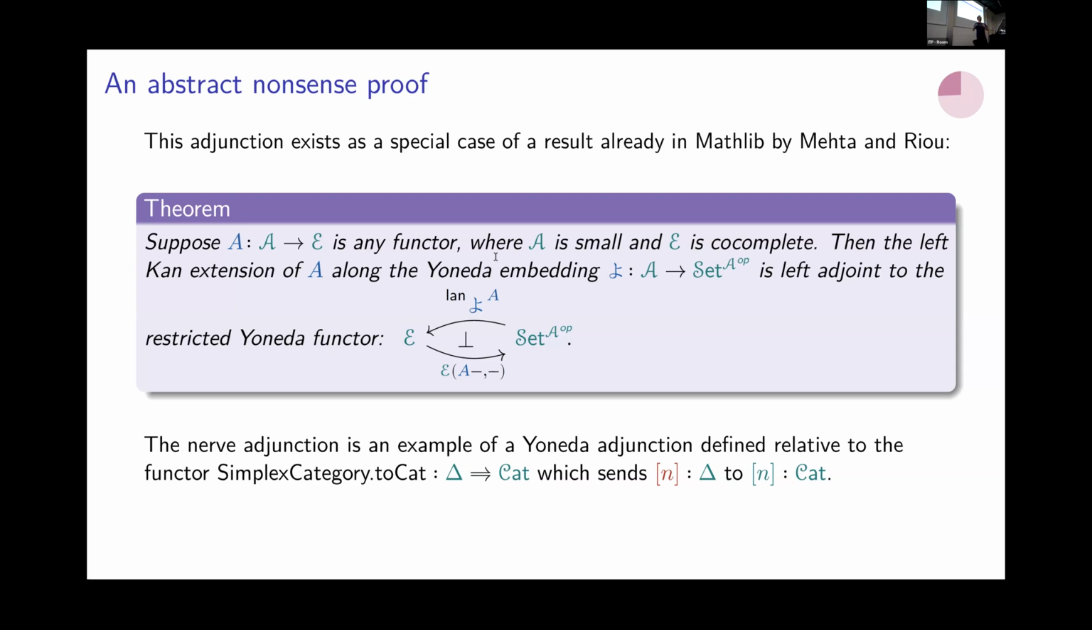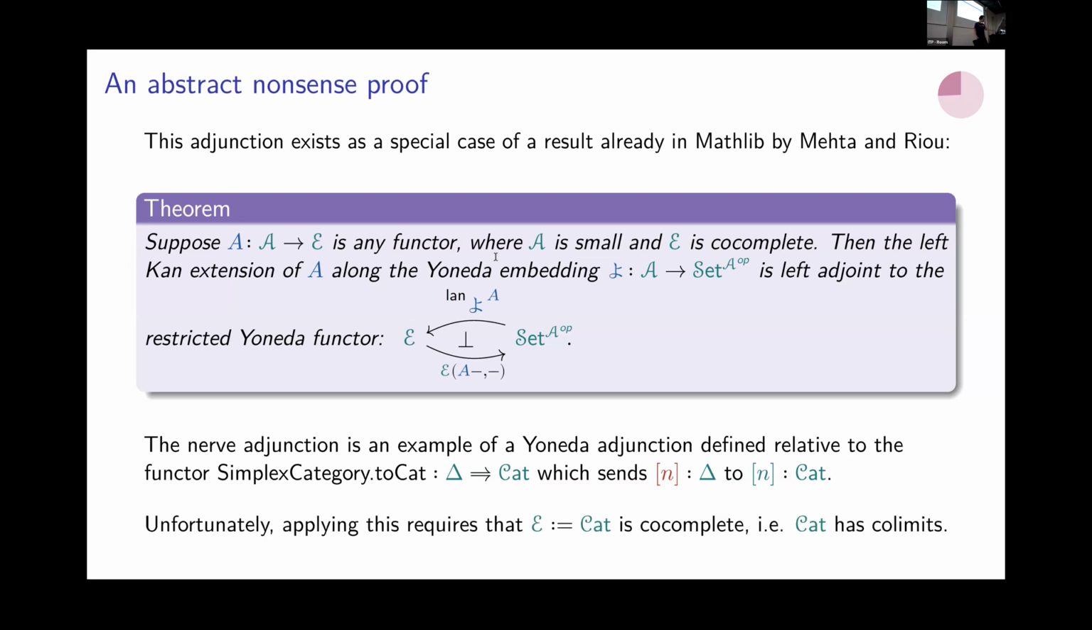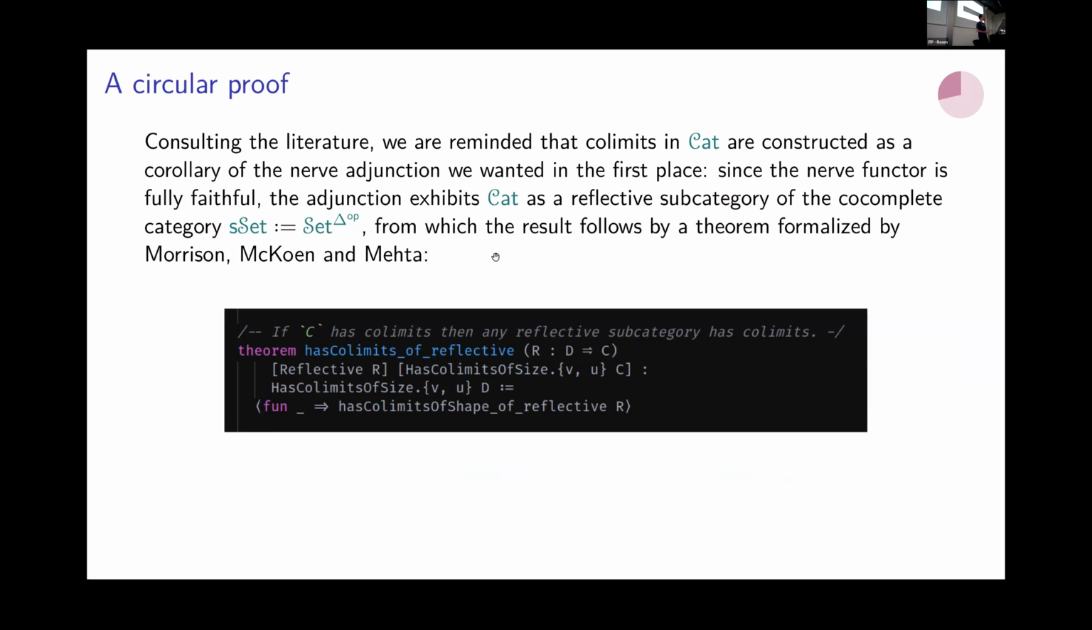So this is great, and we apply it, and then problem solved, right? Unfortunately, you can almost apply this lemma, but we need that E is cocomplete. And so that means that we need that Cat has colimits. So how do you prove that Cat has colimits? We consulted the literature, and it seems that colimits are constructed as a corollary of the nerve adjunction, which is what we were trying to construct. So this doesn't really work. We actually need the nerve adjunction anyway.